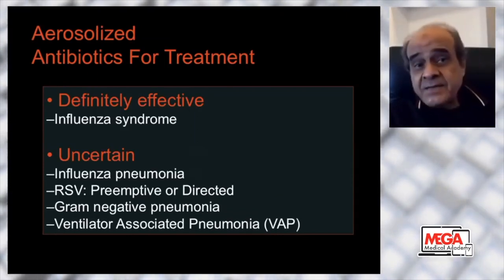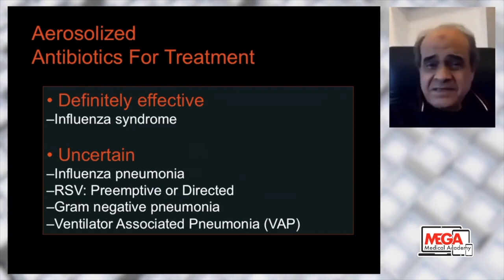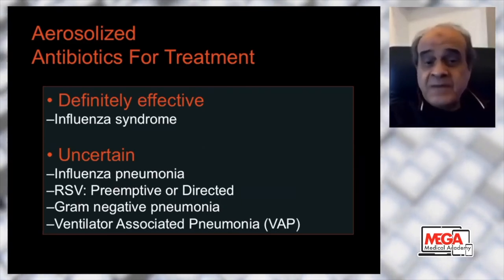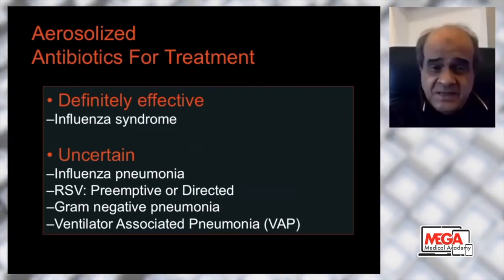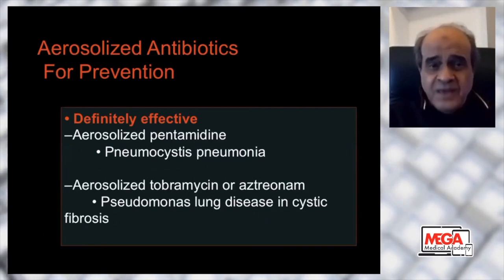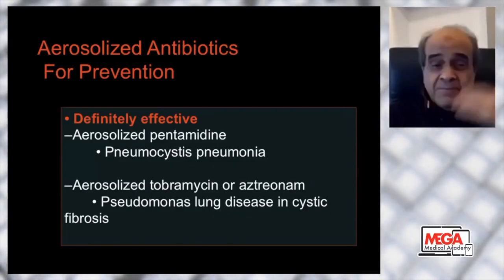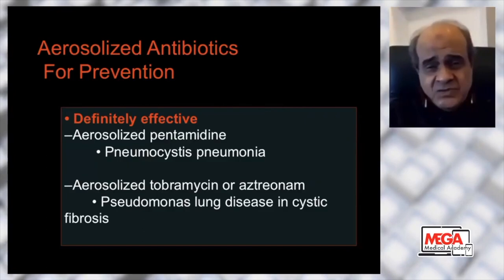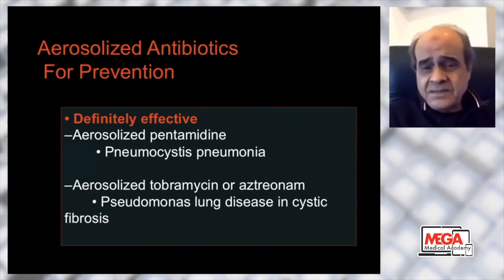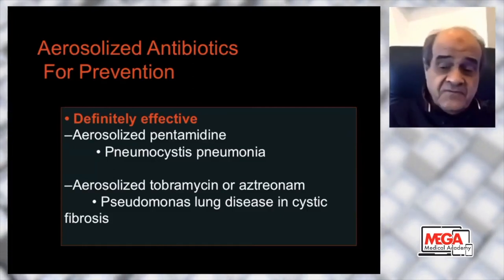About aerosolized antibiotics for treatment, some of us may use them in some resistant disease or some severe ARDS patients, such as influenza pneumonia, or a patient with gram-negative pneumonia, or a patient with severe respiratory syncytial virus infection, or ventilator-associated pneumonia. We can use aerosolized drugs, but we have to take care. Aerosolization may promote bronchospasm and some asthmatic attacks in sensitive patients, so we have to be cautious. We can use aerosolized tobramycin or aztreonam, a monobactam, in such a situation as Pseudomonas lung disease in cases of cystic fibrosis.